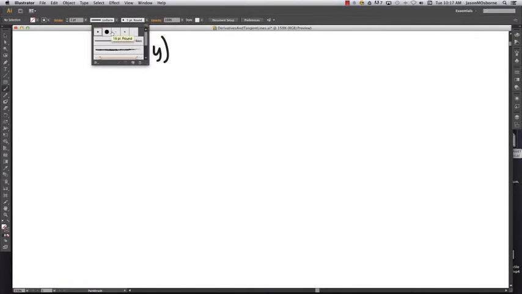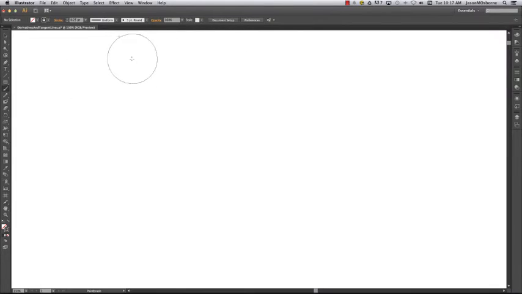Let me switch my pen here. Different thickness here. Oops. Okay. That's better.